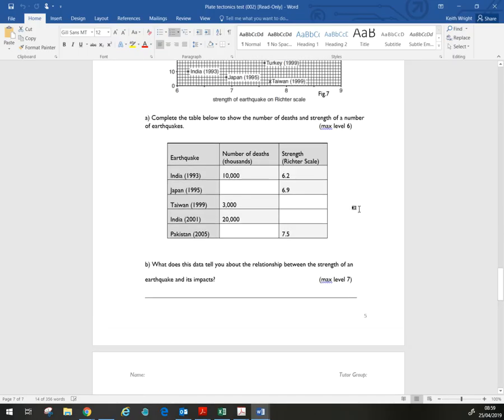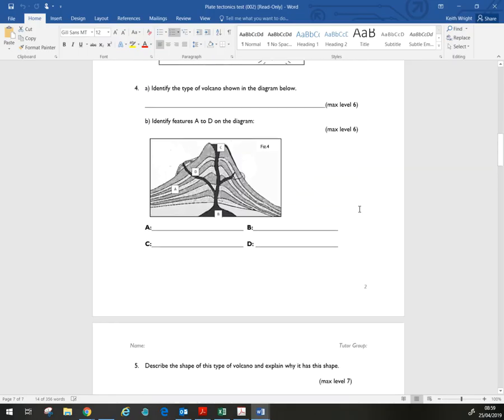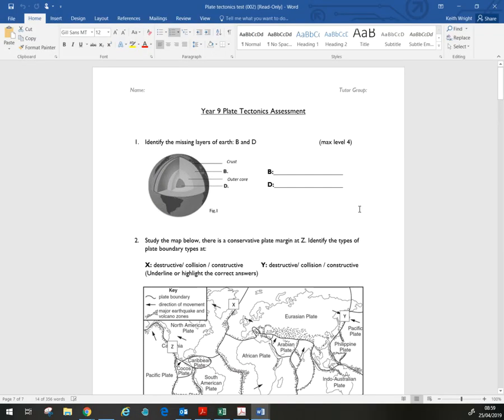Anyway, I hope that's been useful, and then what you will do after that is try and set yourself some targets in terms of what you could actually do to improve on your examination technique and your geography knowledge and understanding.